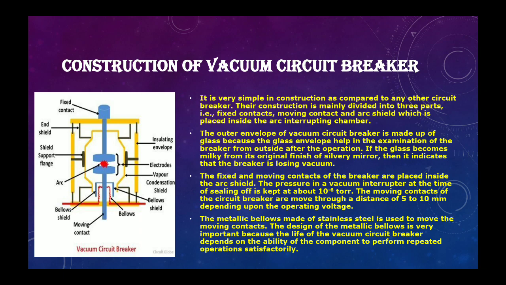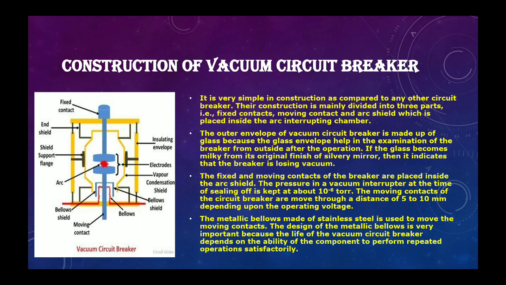The construction is mainly divided into three parts: fixed contact, moving contact and arc shield, which is placed inside the arc interrupting chamber. The outer envelope of a vacuum circuit breaker is made of glass because the glass envelope helps in the examination of the breaker from outside after the operation. If the glass becomes milky from its original finish of silvery mirror, then it indicates that the breaker is losing vacuum. The fixed and moving contacts of the breaker are placed inside the arc shield.